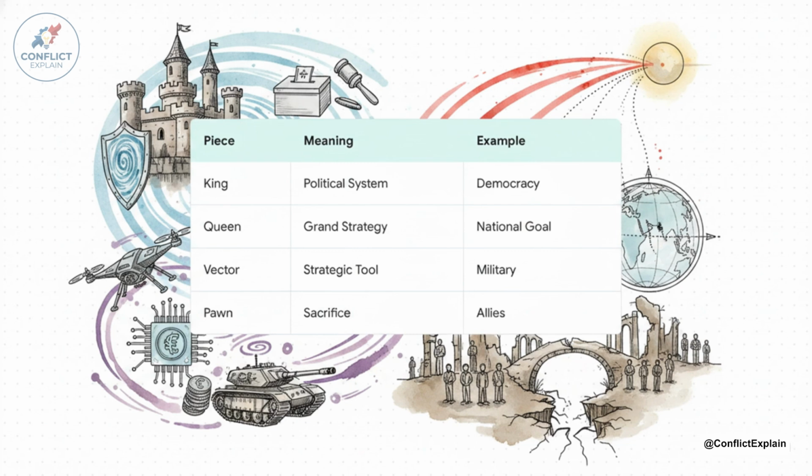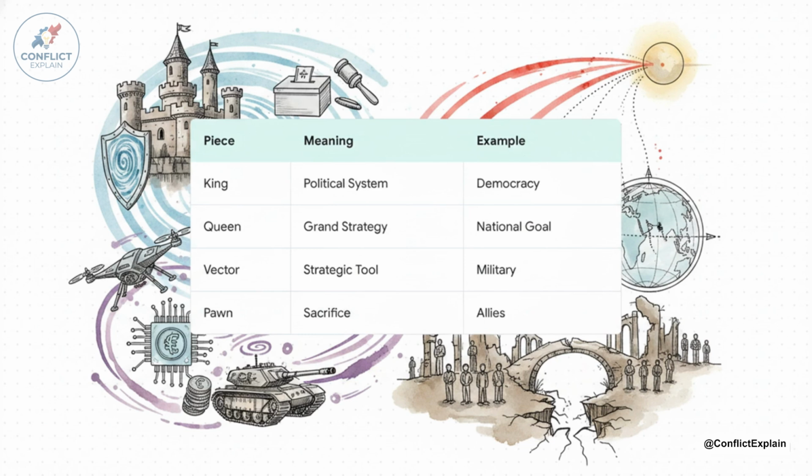She's the most powerful piece on the board, and she represents the nation's grand strategy, their ultimate, non-negotiable national goal. Next are the attack vectors, which are your rooks, bishops, and knights. These are the specific strategic tools they use to execute that goal, like stealth military attack or dominant financial systems.